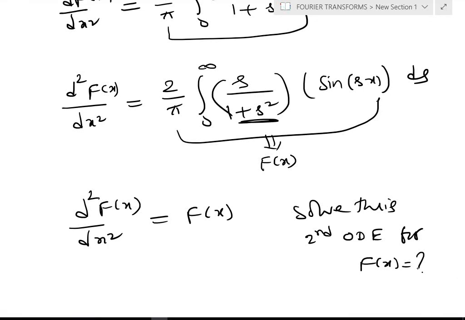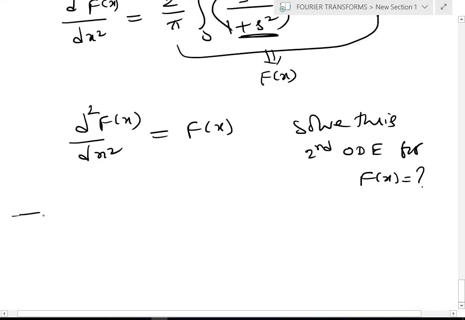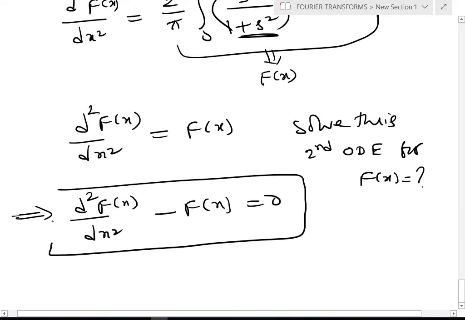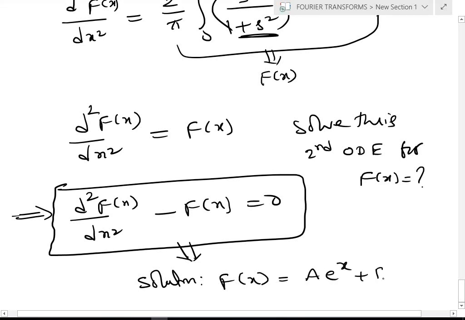Okay. Now we will solve this. This can be written as d²f/dx² minus f(x) equals 0. This is a second order ODE. How to solve this? The solution will be in the form of a power series solution we can apply. Then the solution of this function will be f(x) = a·e^x + b·e^(-x).